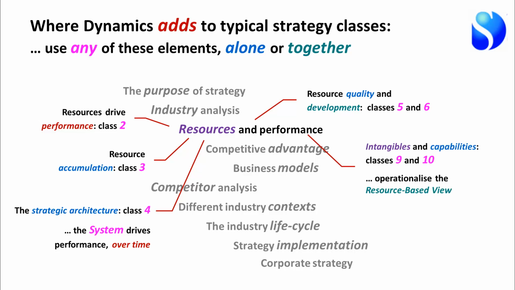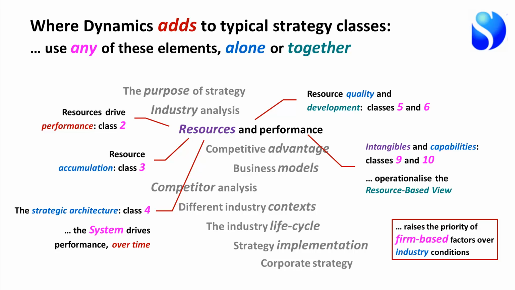And then if you want to really make connections with what is pretty popular these days in strategy teaching, the resource-based view, then classes 9 and 10 really focus on specifying those items properly and connecting them to that core strategic architecture that we discussed in class 4. So there's really a lot of contribution from the strategy dynamics materials to that particular part of a strategy course. And what this does is it really raises the priority in thinking about strategy of things to do with the firm itself, things that management's actually got some control over.